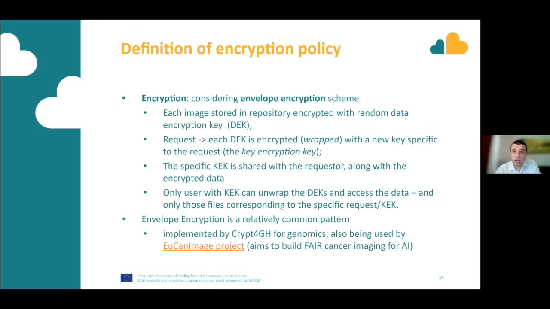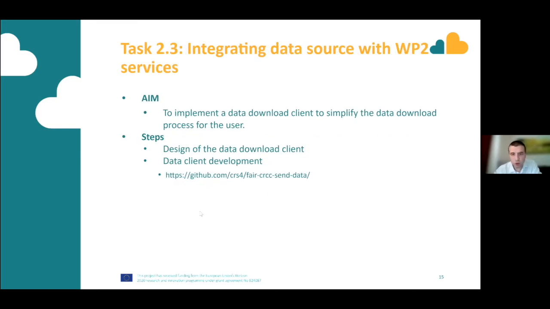We're relying on an envelope encryption scheme where there is a data encryption key, and that is wrapped in a key encryption key. And then these are shared with the users on allowing access. And as I mentioned, the practical implementation is based on Crypt4GH. Sorry for messing up the name before. And it's available on GitHub, and it's also available through WorkflowHub as a Snakemake workflow.